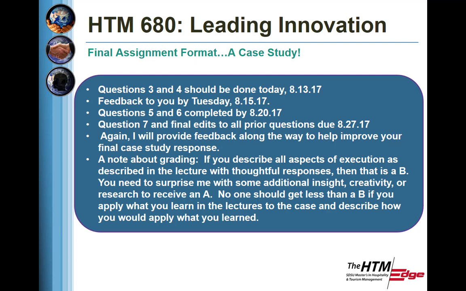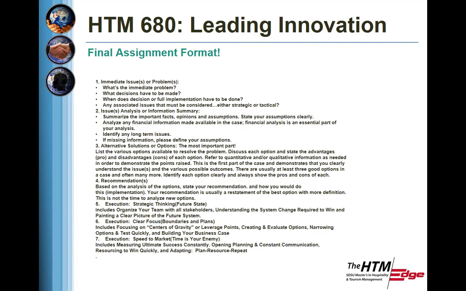Just one note about grading. If you describe all aspects of execution as described in the lecture with thoughtful responses, then that's a solid B. You need to surprise me with some additional insight, creativity, or research to receive an A. No one should get less than a B if you apply what you learn in the lectures to the case and describe how you would apply what you learned. I just wanted to make a note that I've updated the final case study format. Components 5, 6, and 7, questions 5, 6, and 7 have changed to match up with my lectures.